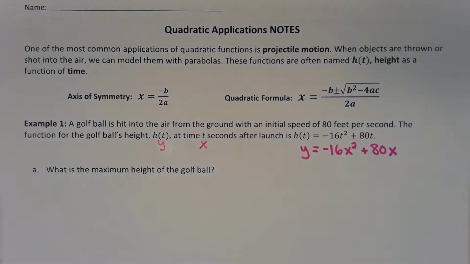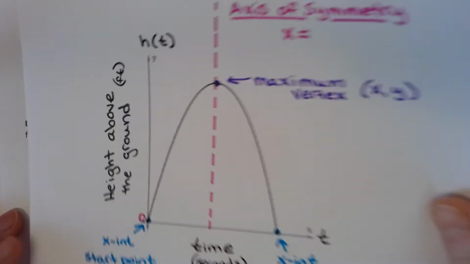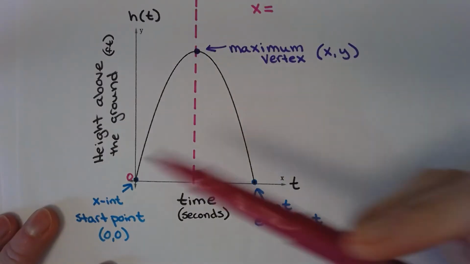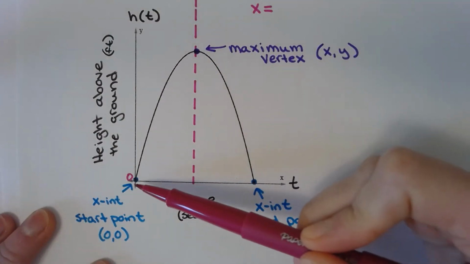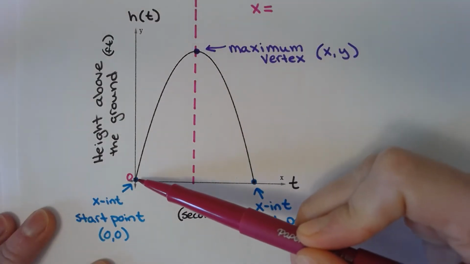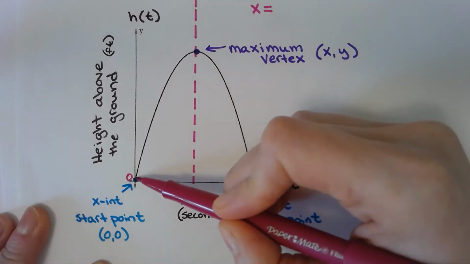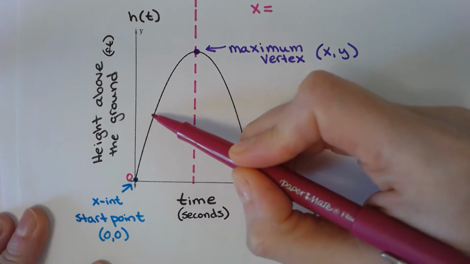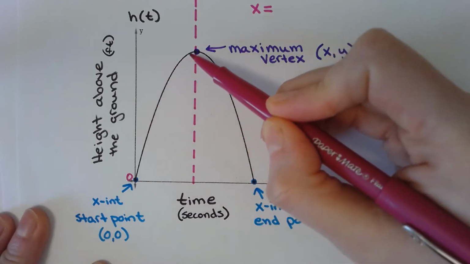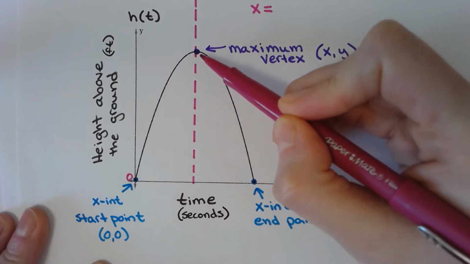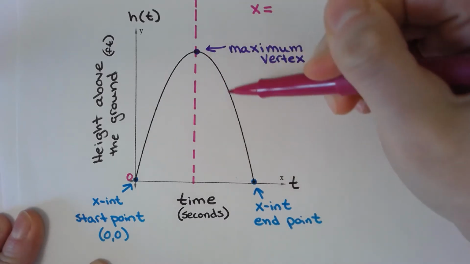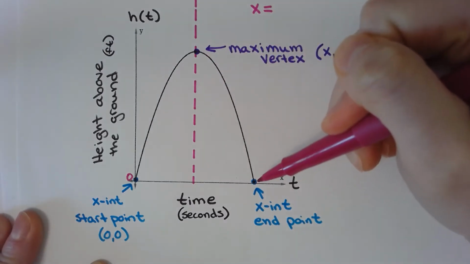Okay, so we need to understand what's happening in this problem. They said that the golf ball starts off right here. It starts on the ground. We're at the origin 0 because 0 time has gone by. They hit the golf ball up into the air. It goes up and up and up until it reaches its maximum height, so the highest it's ever going to go, and then it starts to move back down until it hits the ground again.